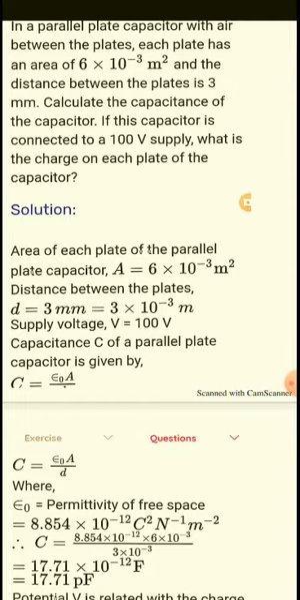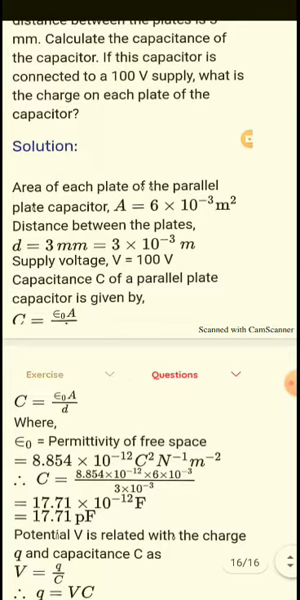What are the things given there? Area of the plate A is equal to 6 into 10 to the power of minus 3 meter squared, and distance between the plates D is equal to 3 millimeter, which is 3 into 10 to the power of minus 3 meter when we convert from millimeter to meter. And the supply voltage V is equal to 100 volts.